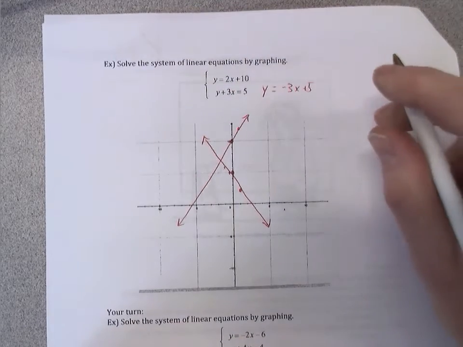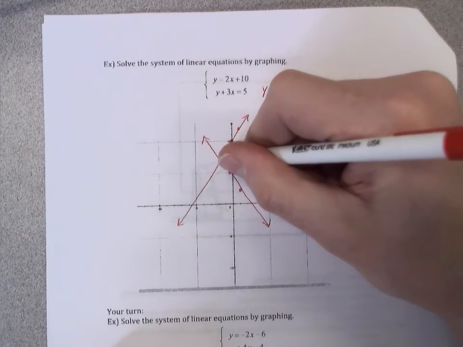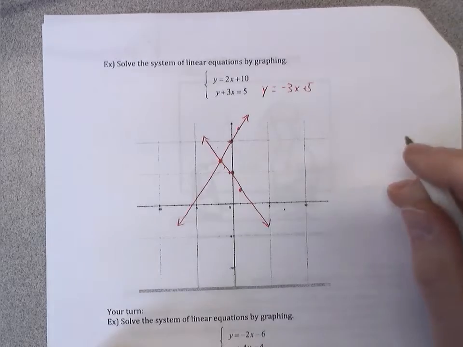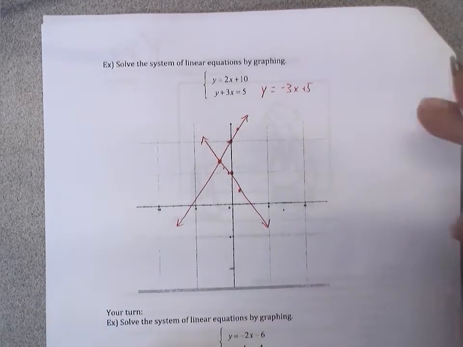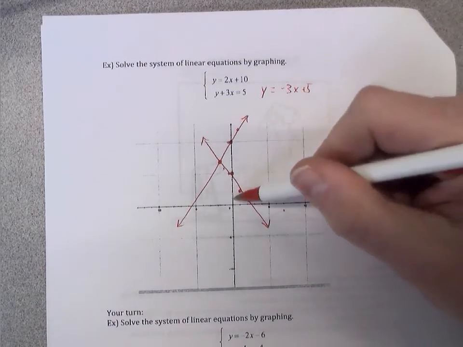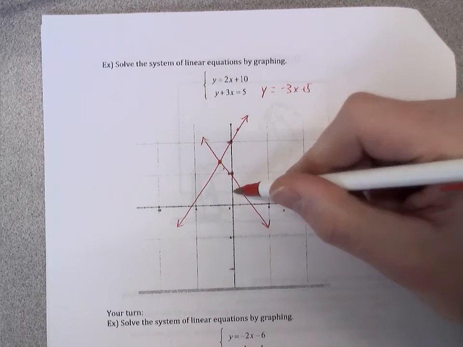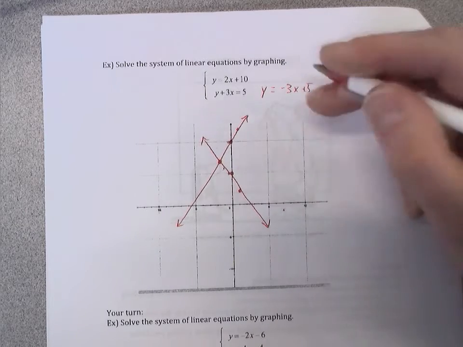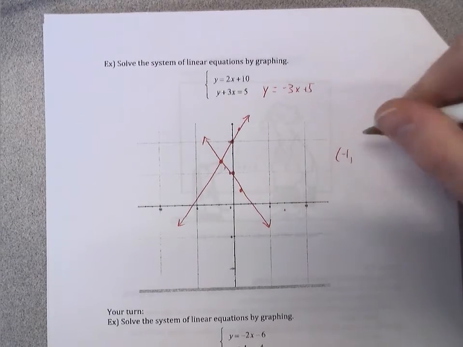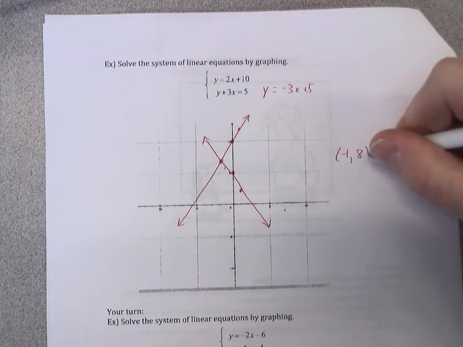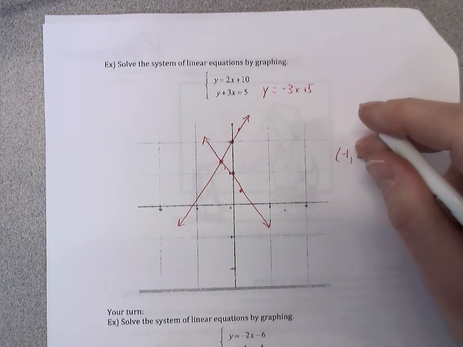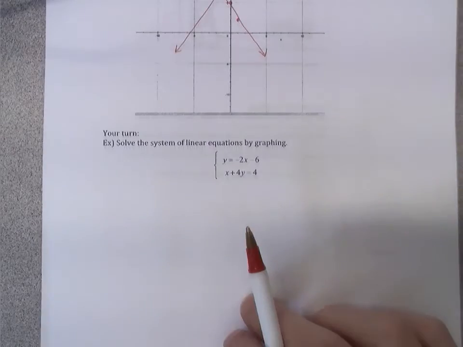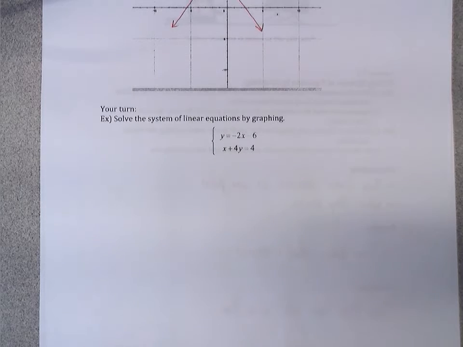And so now solving, we want to know, where do they intersect? Well, they intersect at this point right here. That's their intersection point. And the question is, where is that? It's at about, let's see, over about negative 1 and up 8 is the intersection point for these two equations. Okay. Let's look at another example.